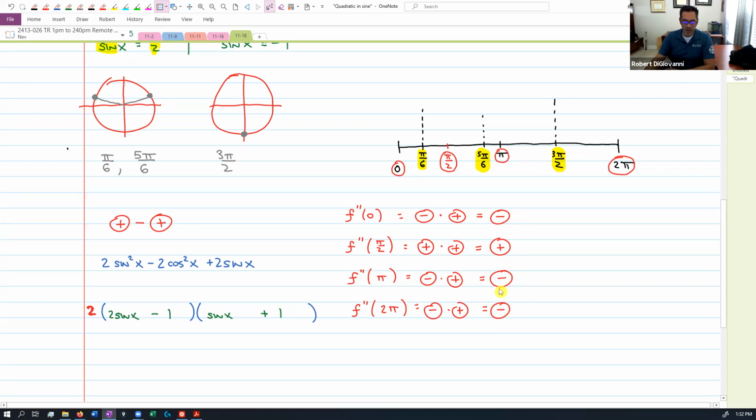Interesting. That didn't switch. That's why you can't just say, oh, I'll find the first one and all the others will switch. You've got to check them all.